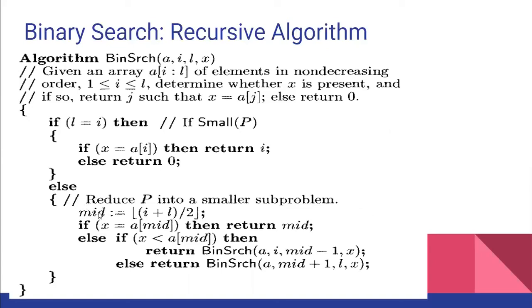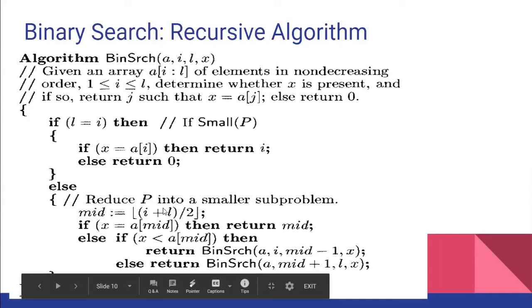So what we will do, we will find the middle element, I plus L, so this is the starting index, this is the ending index, divided by 2. So we will find out the middle element. So if X is equal to A of mid, then we are returning the middle index.